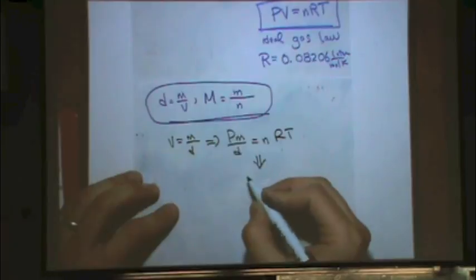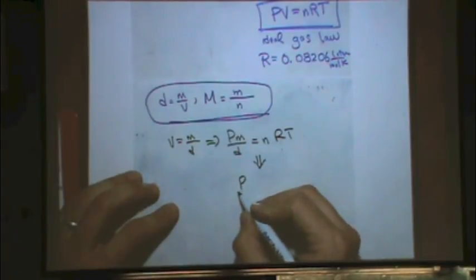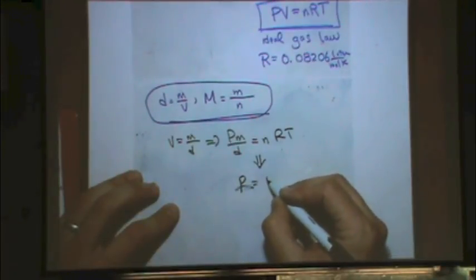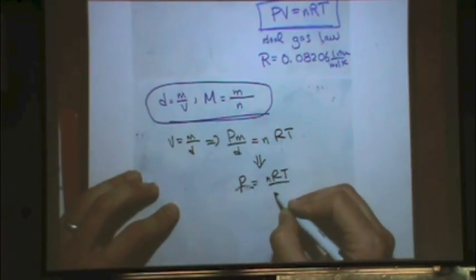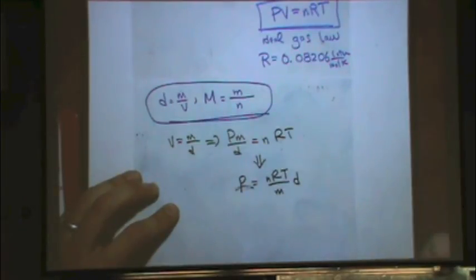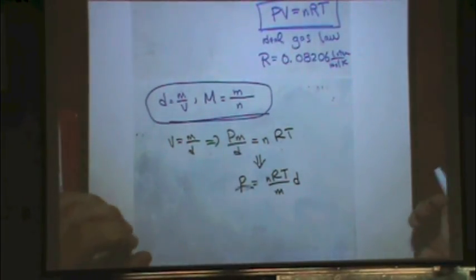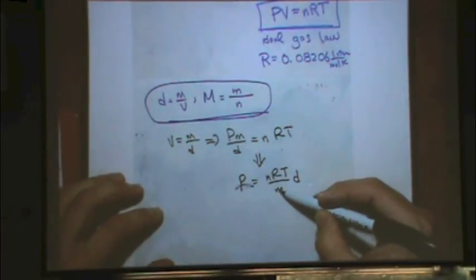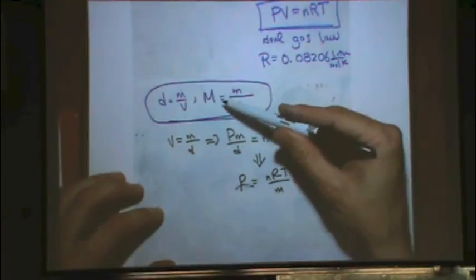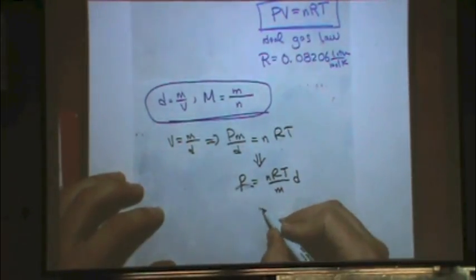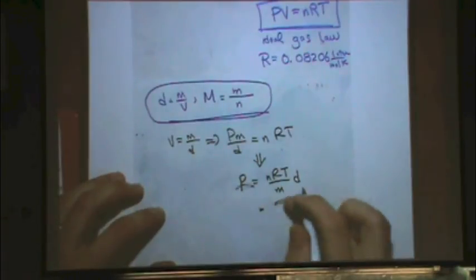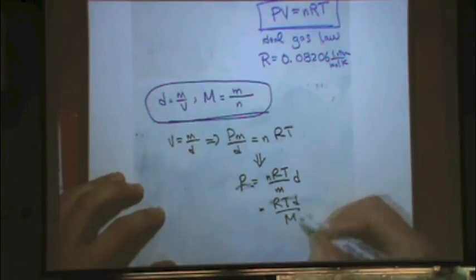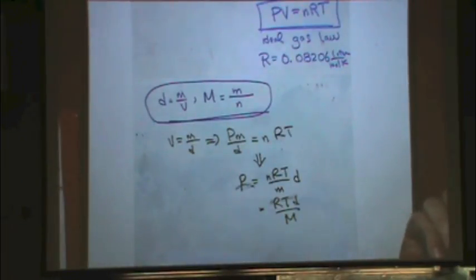You could say, well, pressure, let's move everything over. Pressure is equal to nRT over m times d. Just kind of cross multiply. What's n over m? It's going to be 1 over the molar mass. So you can substitute RT over the molar mass, with the density, just as another variant.